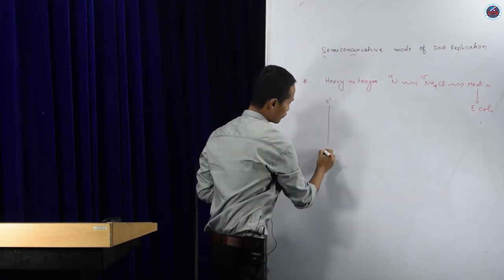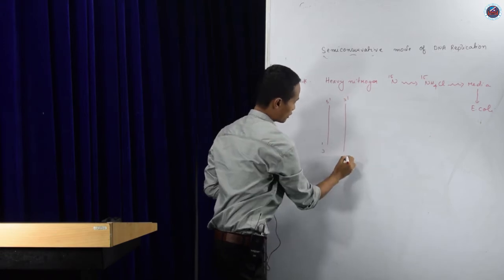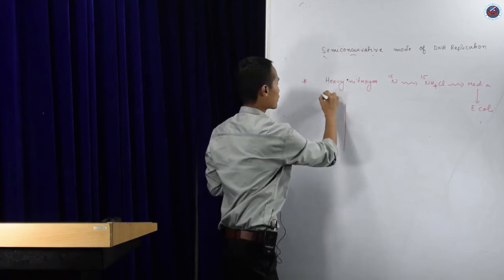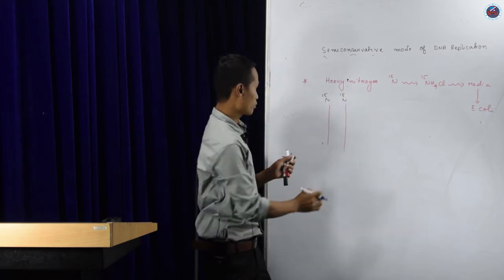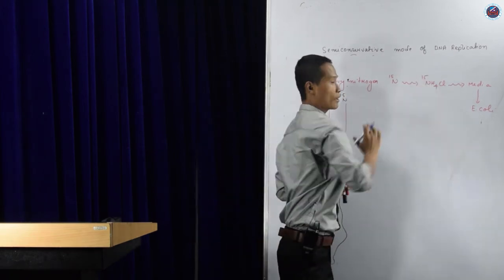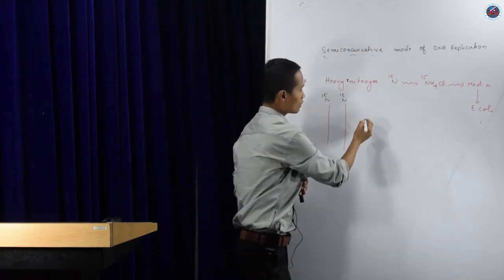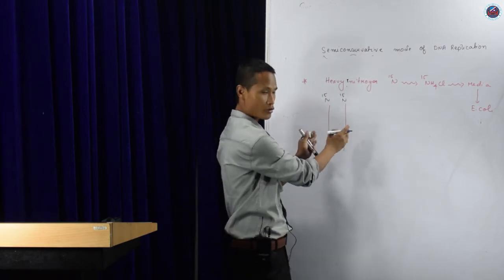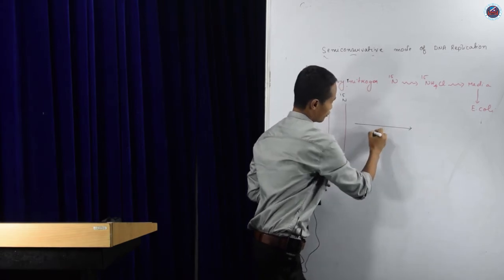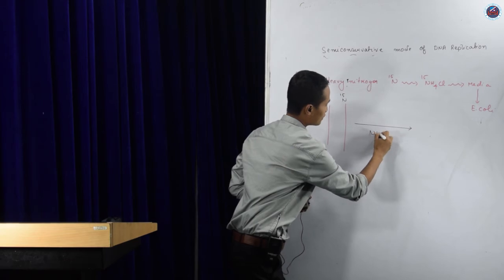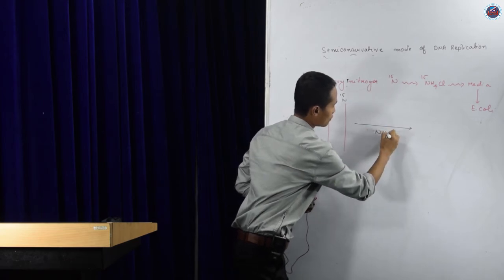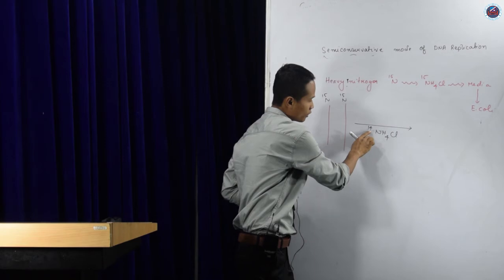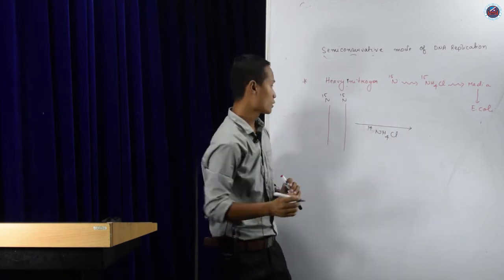So this is 5' to 3', 3' to 5'. Let me assume that this is N15 and N15. So both the strands have heavy nitrogen N15. Now what they did was they took these strands and allowed them to grow in normal nitrogen. Normal nitrogen was also provided in the form of ammonium chloride. But see, normal nitrogen means N14, for 20 minutes.